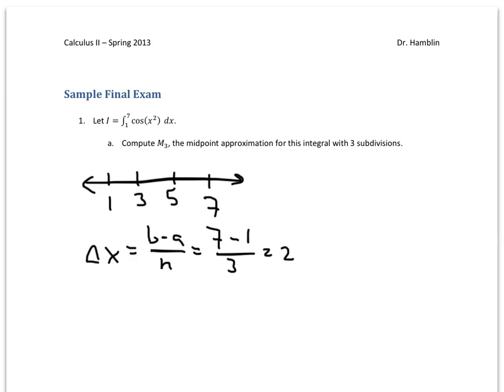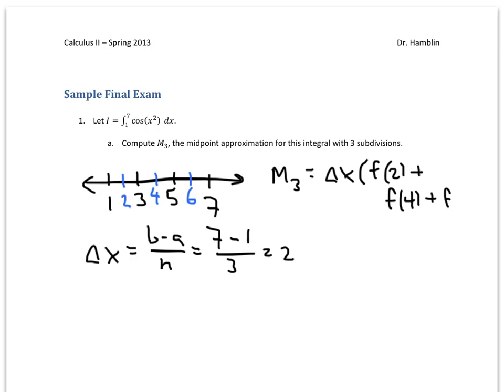So our intervals are 1 to 3, 3 to 5, and 5 to 7. Since we're using the midpoint rule, we want the number that's halfway in between each of these. So that's 2, 4, and 6. And so our midpoint approximation, M3, is going to be delta x times the sum of f of each of those numbers. So f of 2 plus f of 4 plus f of 6.